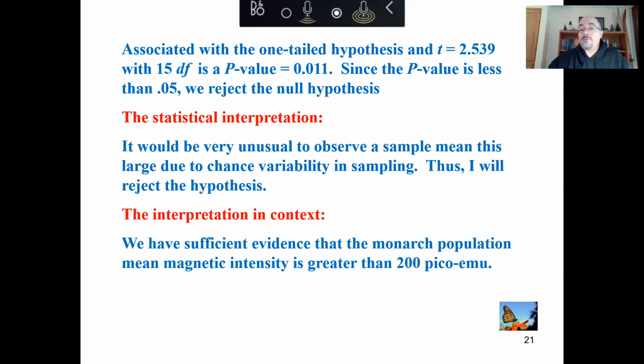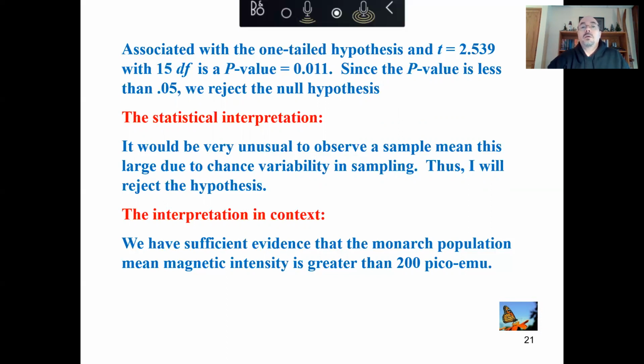Now, unfortunately, I can't back out of this to go to our table. Remember, we're using our T table, not our Z table. Associated with the one-tailed hypothesis and the T of 2.539 with 15 degrees of freedom. Remember, if our sample size is 16, we have to take one away for our degrees of freedom. So then we're using our table, looking up our p-value, and we find that it's 0.011. Now, since that p-value is less than 0.05, that's significant. We reject the null hypothesis.